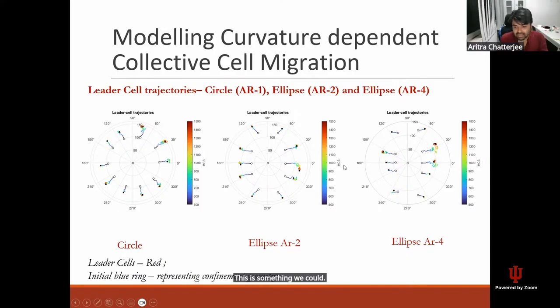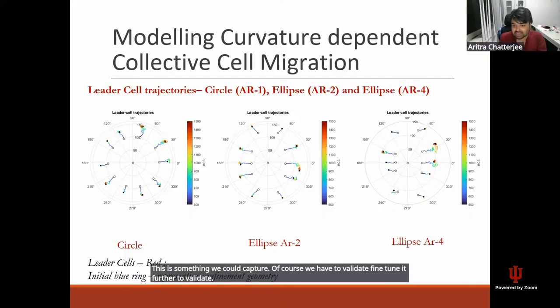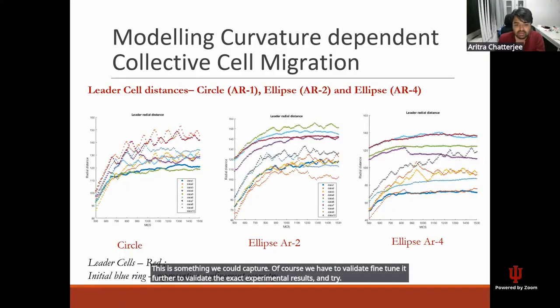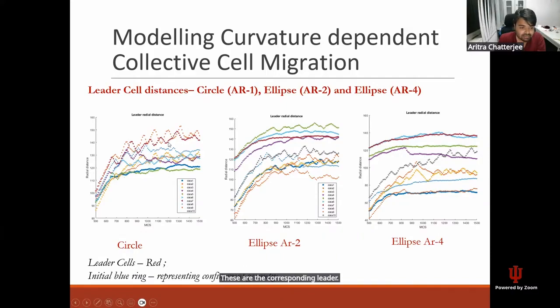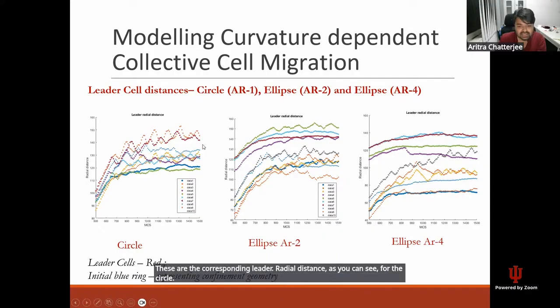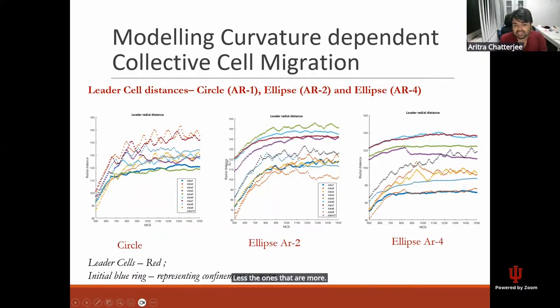Of course, we have to validate and fine tune it further with the exact experimental results and try other geometries. These are the corresponding leader radial distances. As you can see for the circle, it's pretty much the same, but this band becomes larger and larger as you change the aspect ratios, because these cells are at different positions on the periphery. So as expected, in the regions of higher curvature, they have moved less. The ones that are more in the equatorial region have moved more.